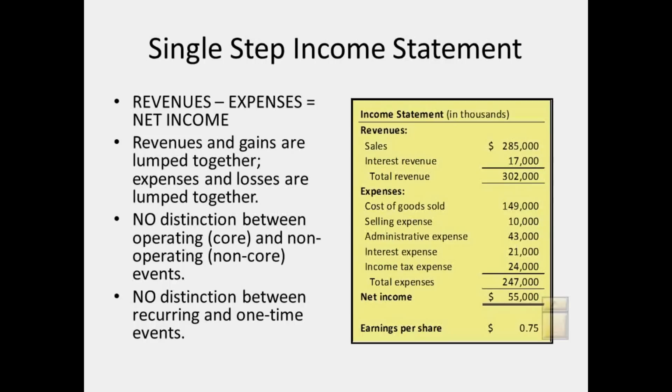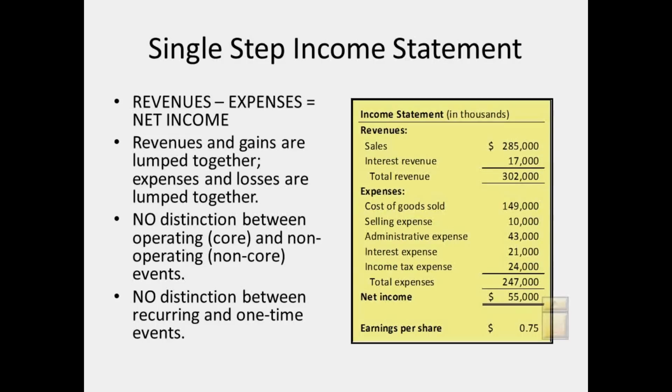So the single-step income statement just says, look, there are all these like inflows of assets, and there are all these outflows of assets. Let's pool together all the revenues and the gains and put them as like pluses, and all the expenses and losses, put those as minuses, and then the net is income. We don't really care about anything other than just putting together things that are either increasing income or decreasing income.